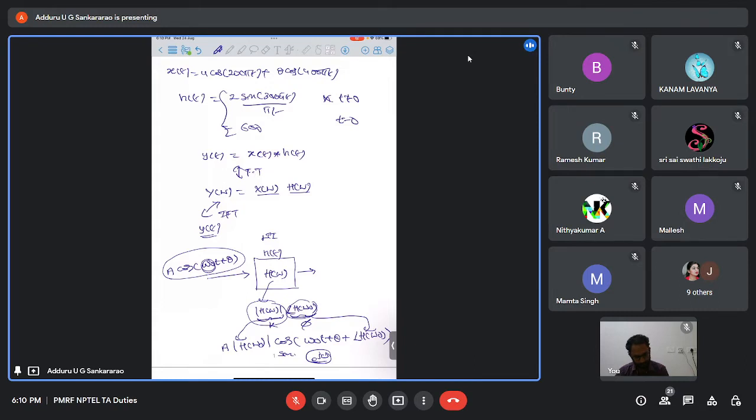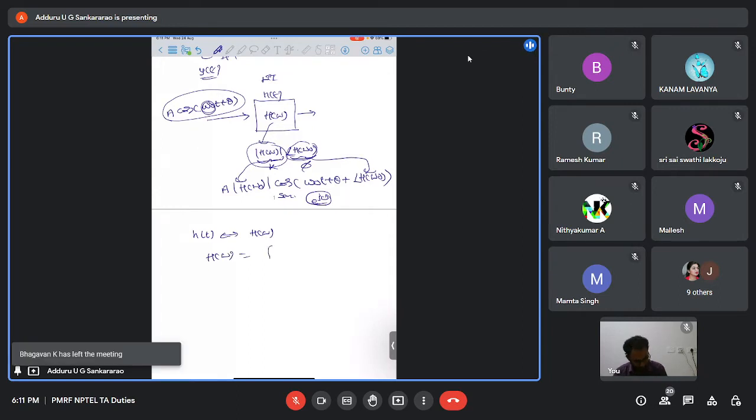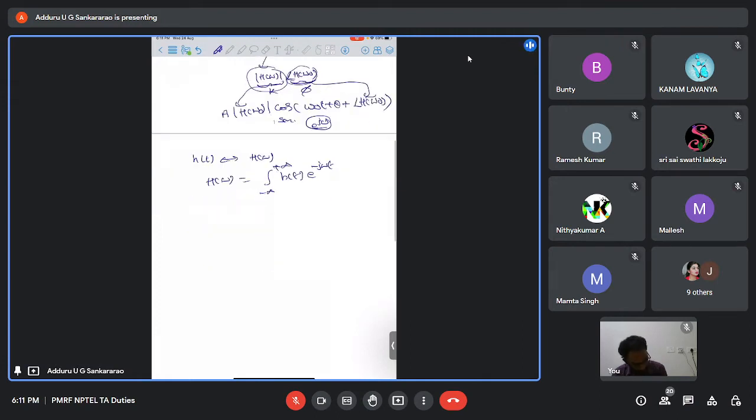Now we have h of t given when t not equal to 0. Now we will find out the Fourier transform of h of t. So let us say the Fourier transform of h of t is H of omega. You know how the Fourier transform is defined. H of omega is the integral from minus infinity to plus infinity of h of t e power minus j omega t dt, right?